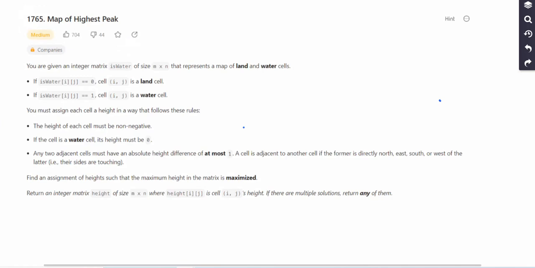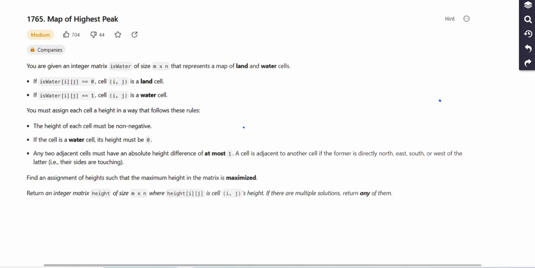Video lecture, we'll be solving this problem, Map of Highest Peak, which is a LeetCode medium problem. In this problem we are given an integer matrix named isWater, which has dimensions m cross n, where m represents the number of rows in the matrix and n represents the number of columns in the matrix, while the matrix represents a map of land and water cells.